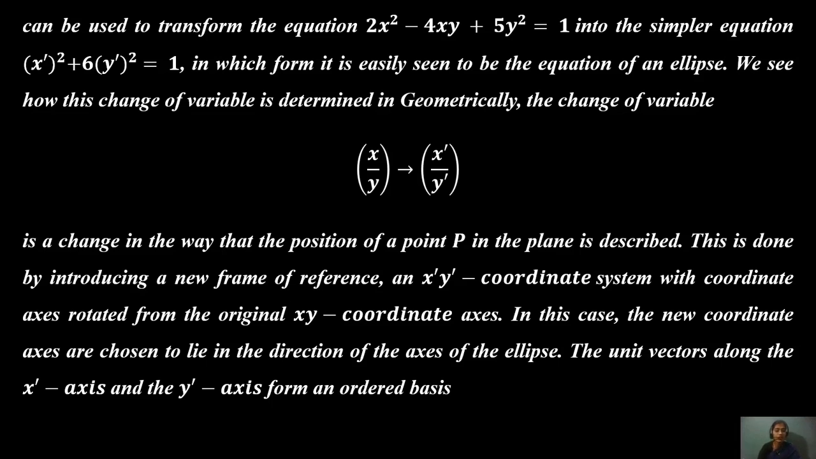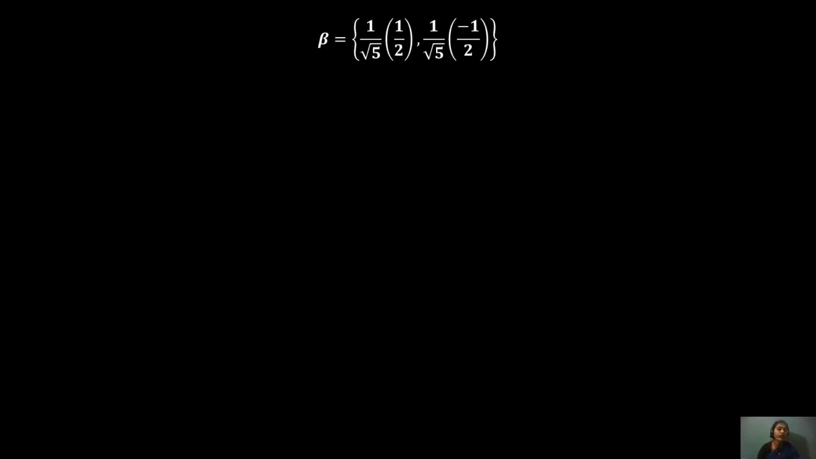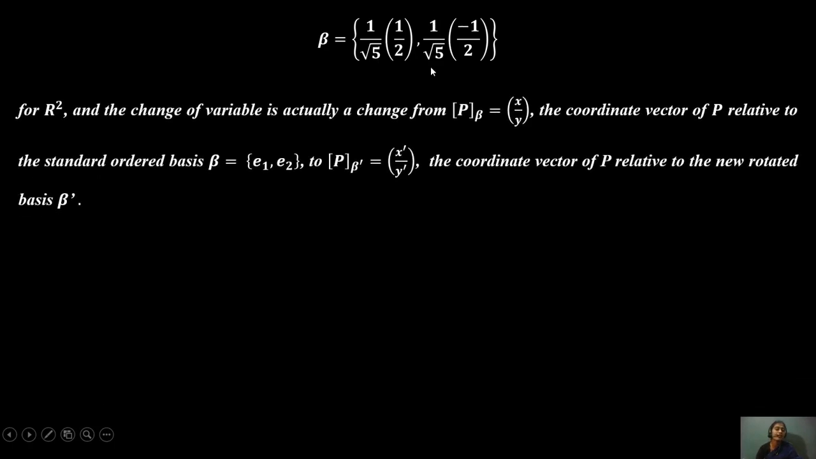Okay, this is a coordinate axis. The new coordinate axes are chosen to lie in the direction of the ellipse. The unit vector along x dash is considered the x axis and y dash the y axis. For the ordered basis, suppose beta is given by the first vector 1 over square root of 5 times (1, 2), and the second 1 over square root of 5 times (2, minus 1). The first is considered positive and the second negative.